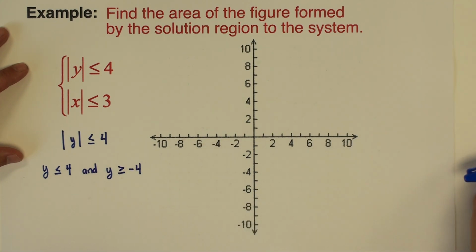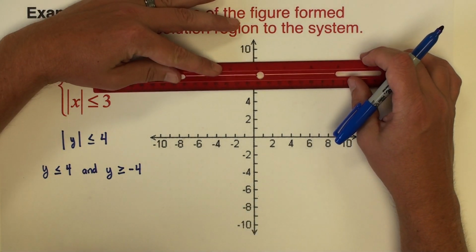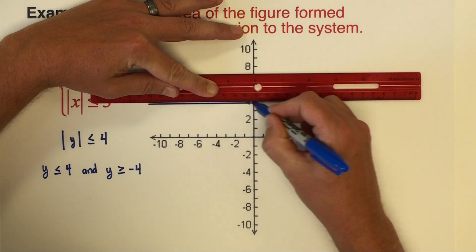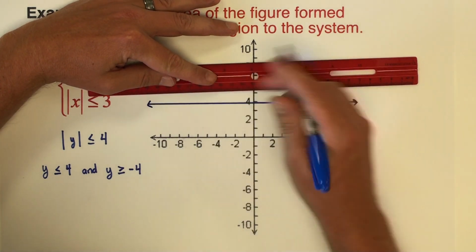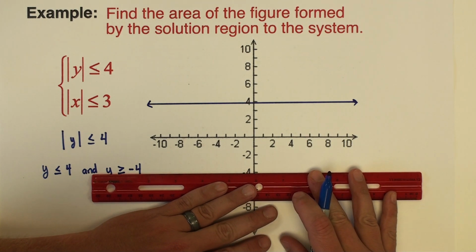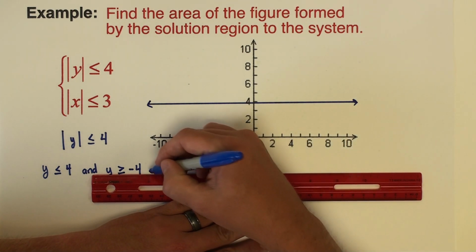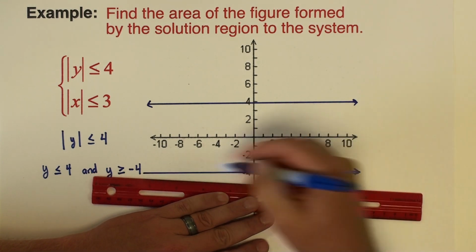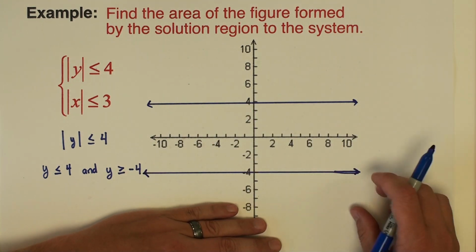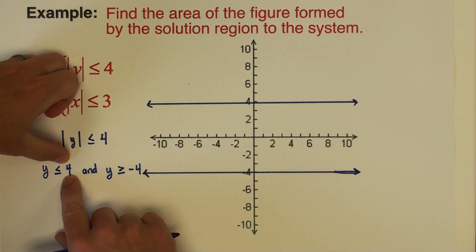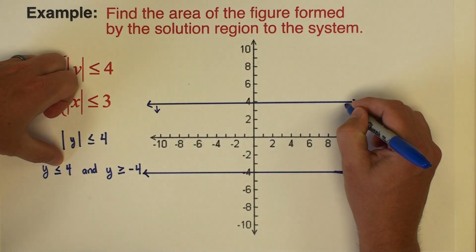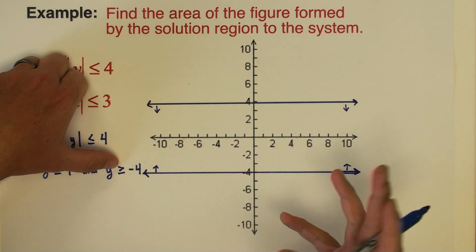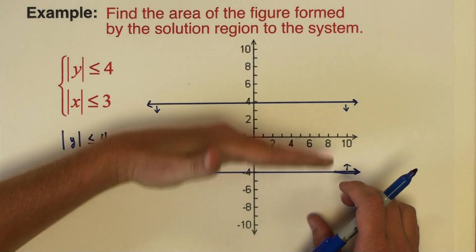And what do those lines look like? They're both solid lines. Because they're y, they're both horizontal. So we want horizontal lines at 4 and negative 4. As far as shading goes, we want everything that's less than 4, so beneath 4, and greater than negative 4, which is above negative 4. So in essence, we want everything between these two lines.